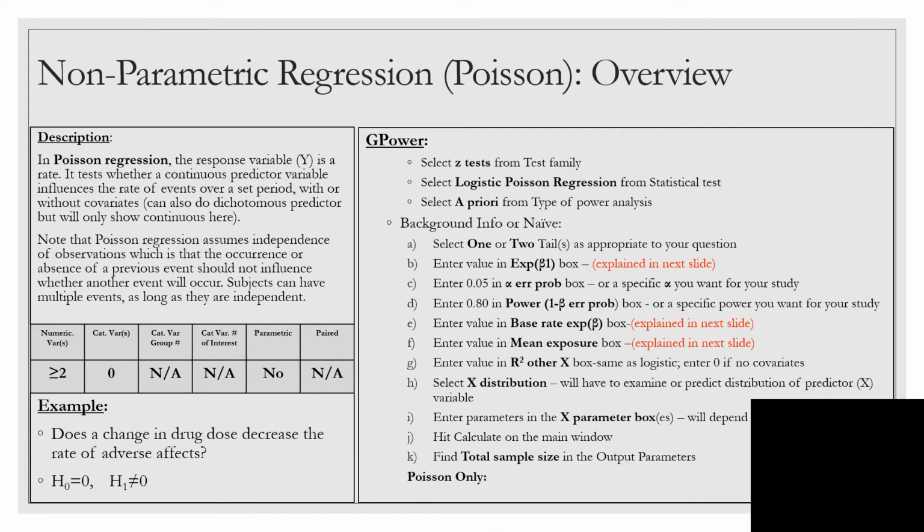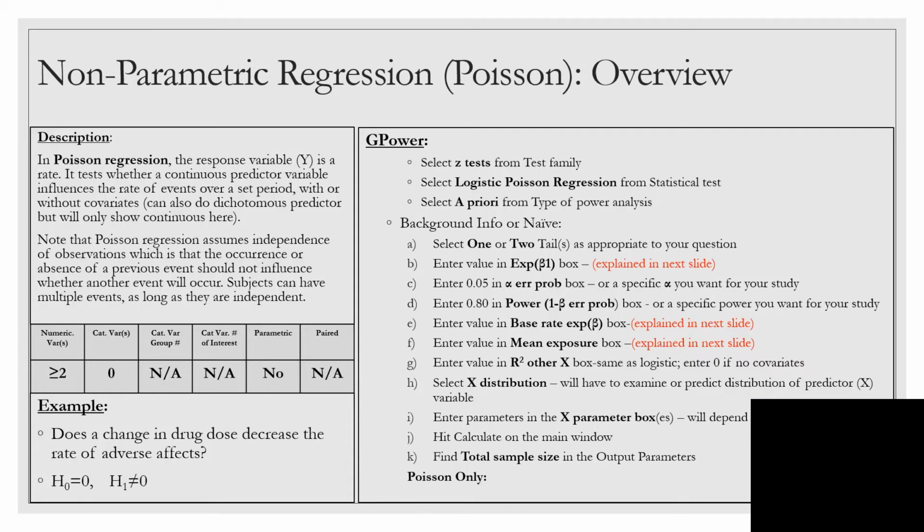So before we do any practice, let's look at our other non-parametric regression we can do, which is Poisson. This is different from logistic, in that for Poisson, the response variable is a rate. It tests whether a continuous predictor variable influences the rate of events over a set period. With covariates, again, you can use dichotomous, but we'll just show a continuous predictor variable. Sometimes Poisson distributions are more clearly explained as count data, like counts over a certain amount of time, as opposed to rate.